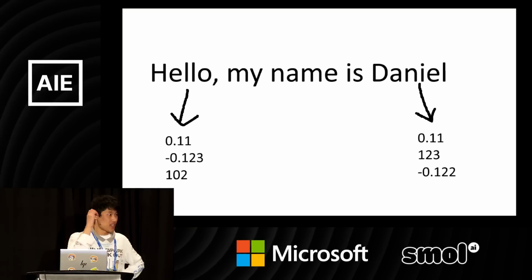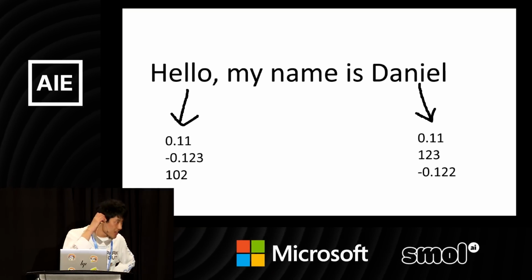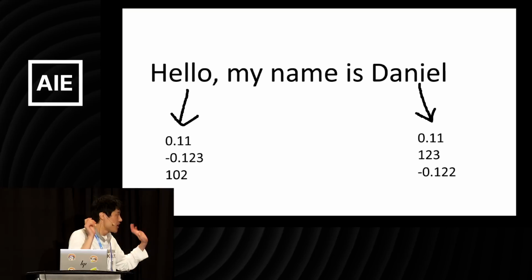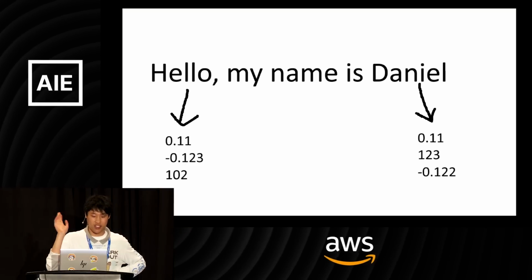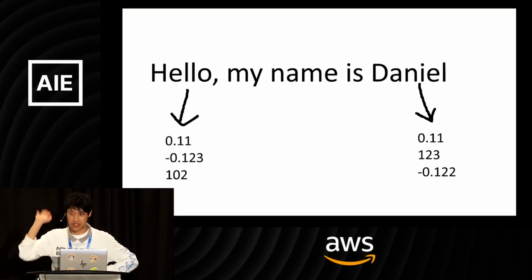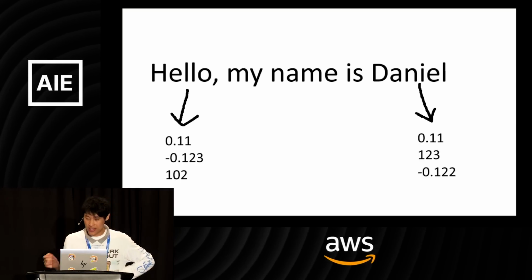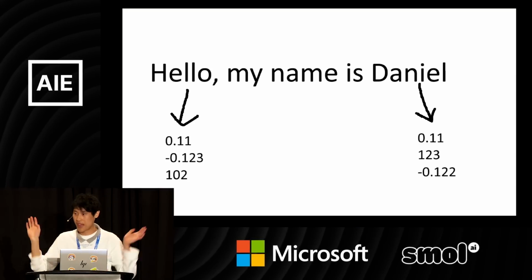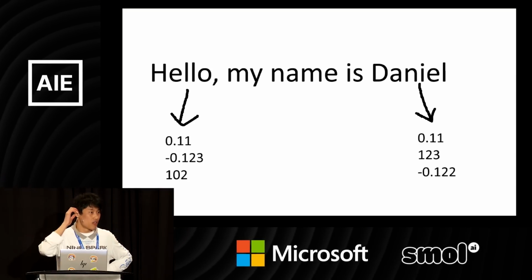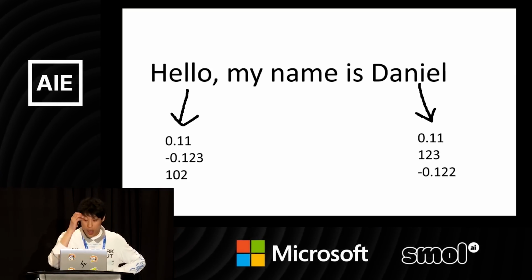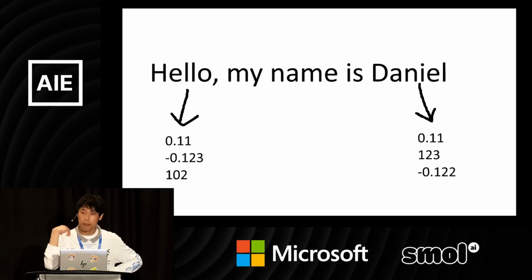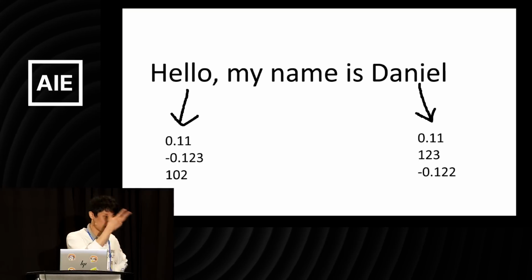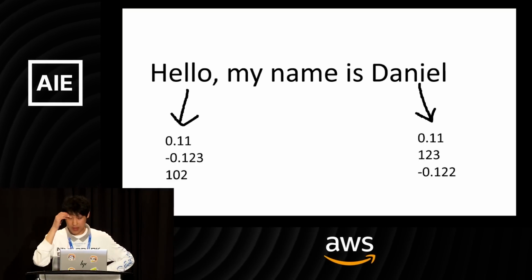So the second point is you must tokenize each component into numbers. Remember this? So I'm just going to cook up some numbers. Hello will be 0.11, minus 0.123, 102. Okay, I just made those numbers up. Daniel is 0.11, 123, minus 0.122. Okay, I just randomly made them up. And remember, each component must have the same number of numbers, right? So if hello has 3, Daniel must also have 3.